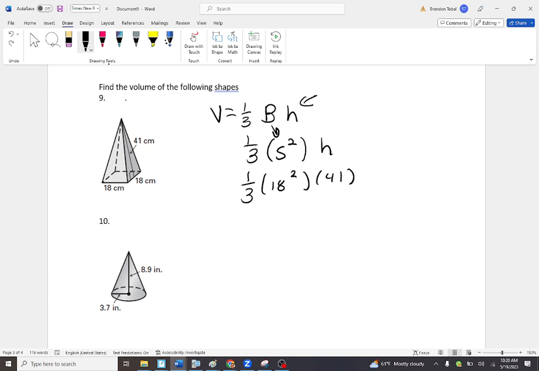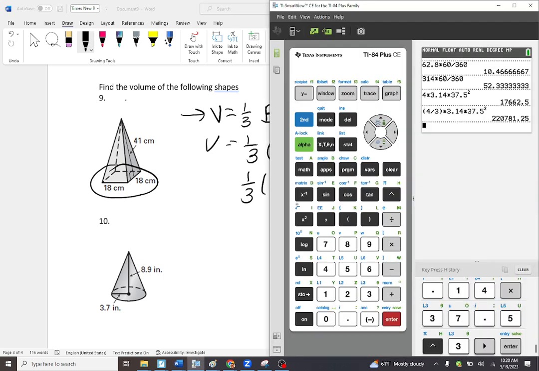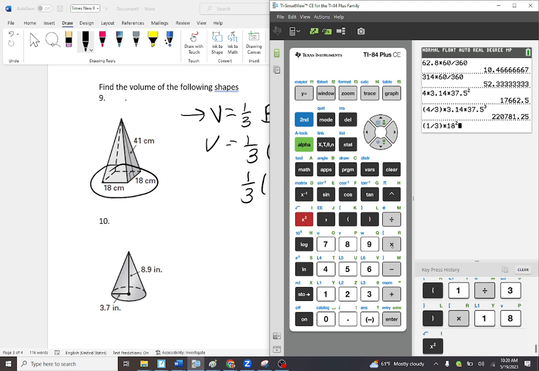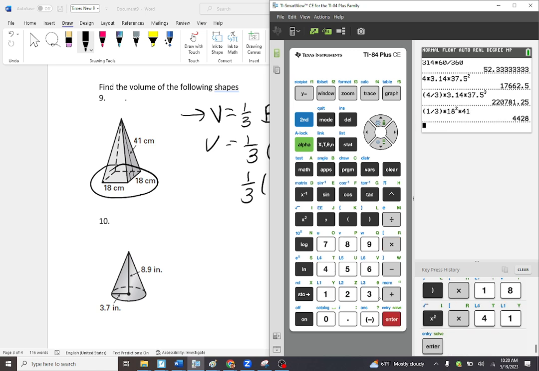Okay, this is the generic pyramid. Any pyramid's like that. This over here is because it's a square on the bottom. I'm going to replace the capital B with the formula for the area of a square, which is side squared, or side times side. Then I take my calculator, type it in. 1 divided by 3 times 18 squared times 41. 4428.